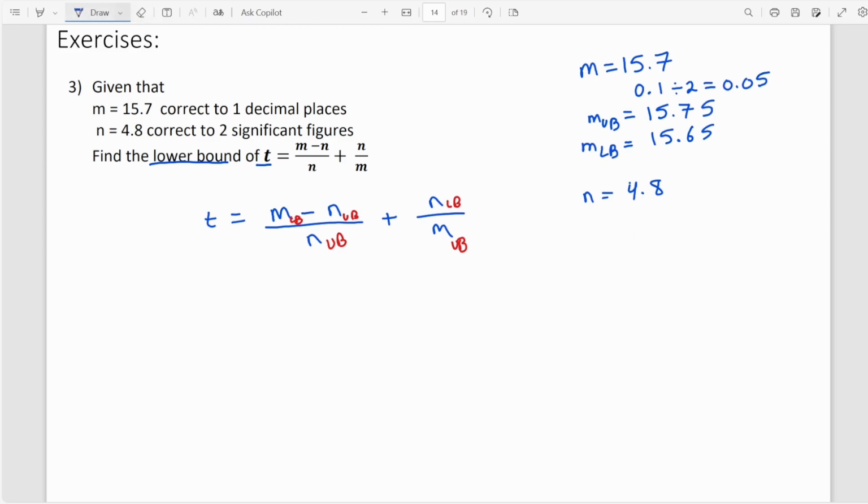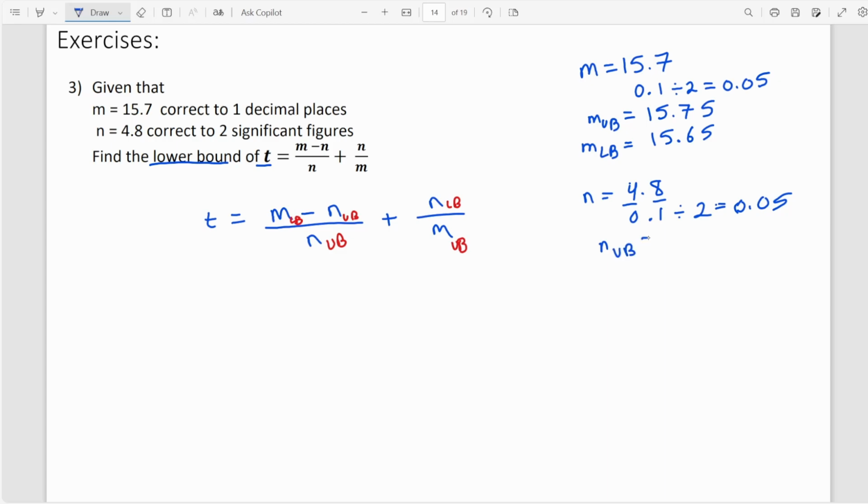Okay, so we know that it's rounded to 2 significant figures. This is the first, and this is the second. So this is 1.0 divided by 2 is 0.05. I skipped to the upper and lower accidentally, even though actually they're the same. They have the same error.